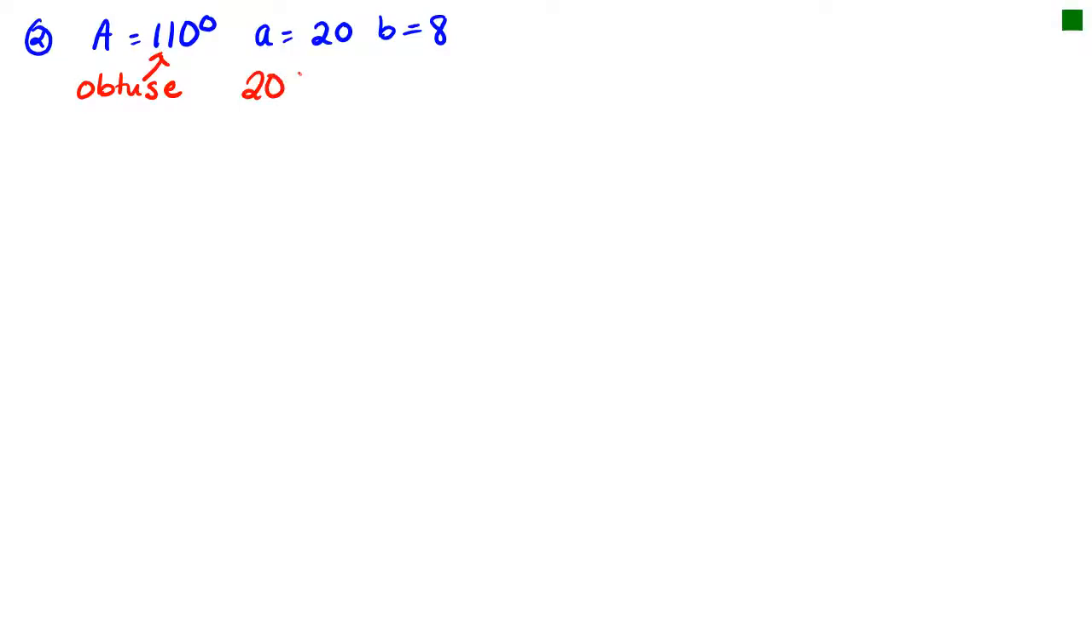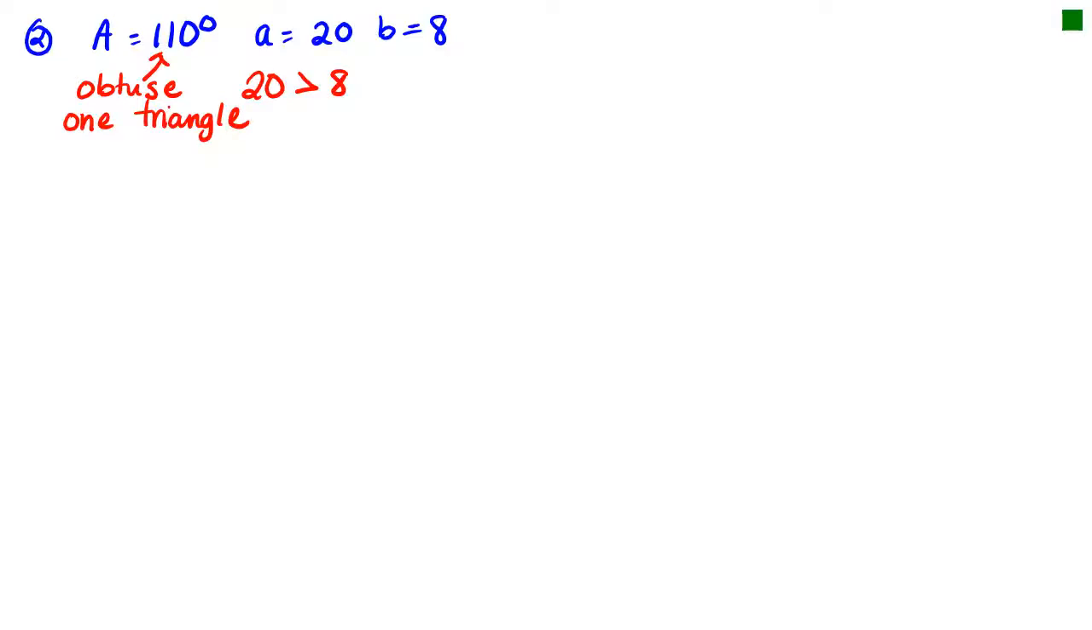All right, so example 2, we're going to do A is 110 degrees, A is 20, B is 8. We have an angle-side scenario here. This time 110 is obtuse, so I just need to compare A and B. 20 is bigger than 8, so that's one triangle, and I can just use the law of sines. I'm ready to go. I can just use that law of sines like I have been doing it.